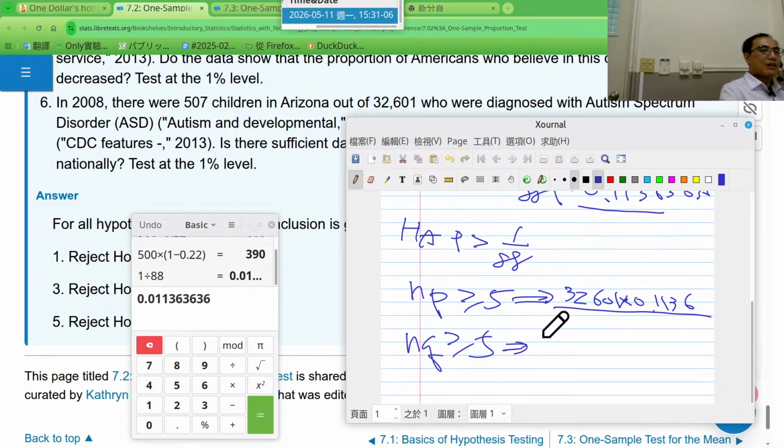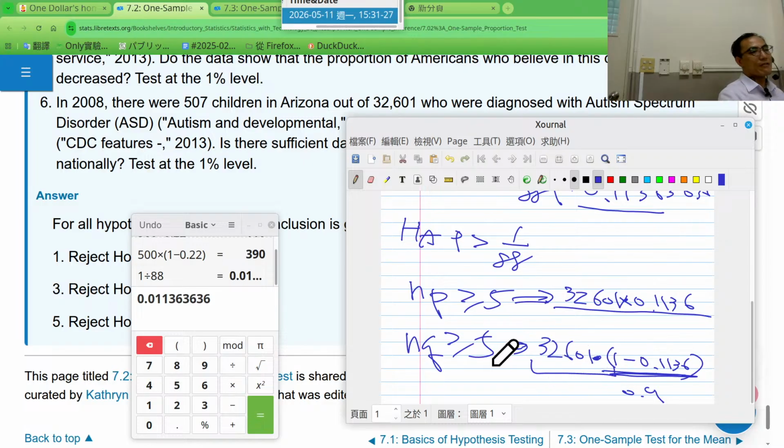Let's check. 32,601 times 1 minus 0.1136. Absolutely, here it is about 0.9. Here 32,000 times that, the answer must be greater than 5. Thus, we can say the sampling distribution is normal. No problem. So what's next?